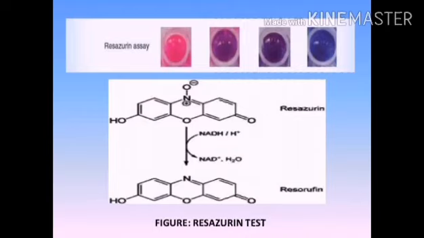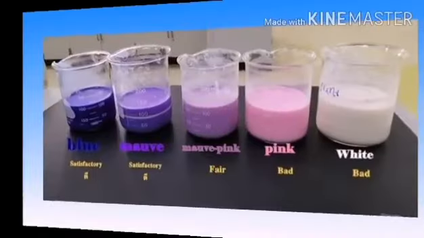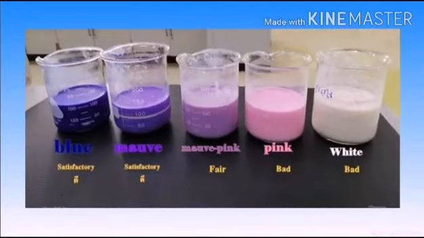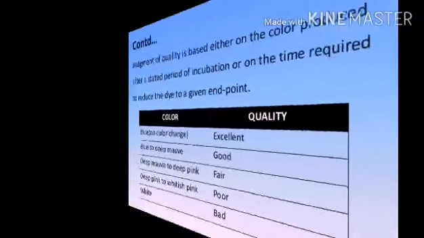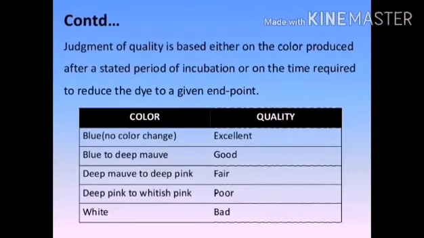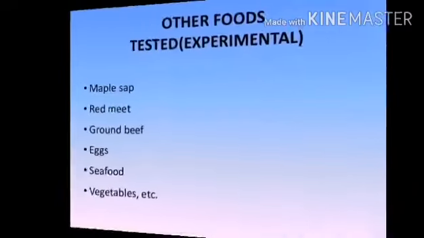If the dye color is blue, it means the milk has excellent quality. If the dye color is deep mauve, the milk has good quality. If deep pink, the milk has fair quality. If whitish pink, the milk has poor quality. And if the dye color is white, the milk has bad quality.